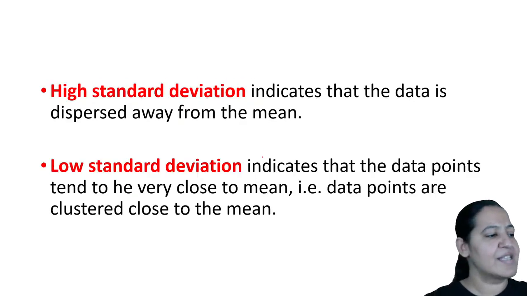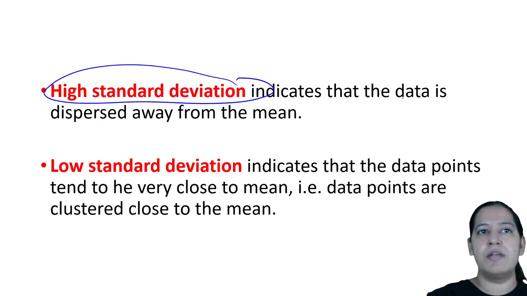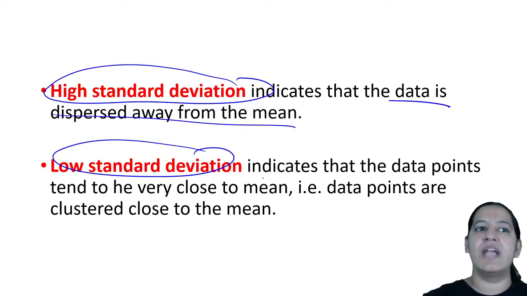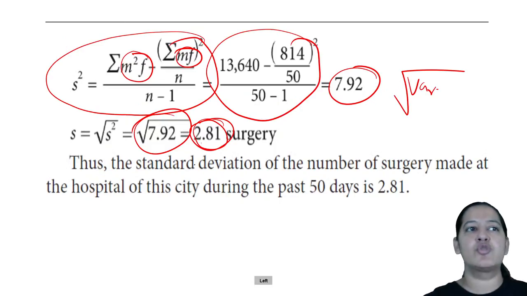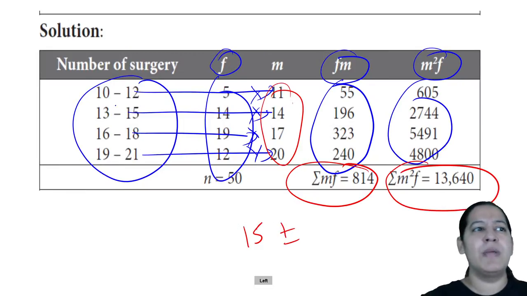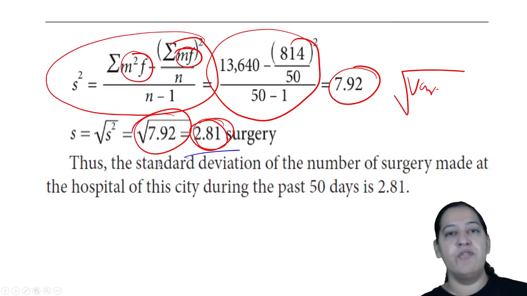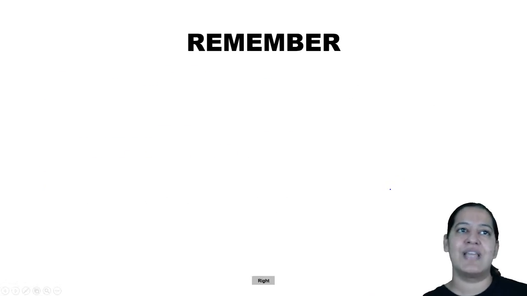So if the value is coming high, high standard deviation is coming. It means that the data is dispersed away from the mean. And if the value is low, the data is towards the mean. Here our value is 2.8. It is not too high, so it is low. So data is not dispersed. Minimum is 10, maximum is 21, so it is not very much dispersed. Sometimes it may be dispersed, so your value will be high. So that is the indication of standard deviation.